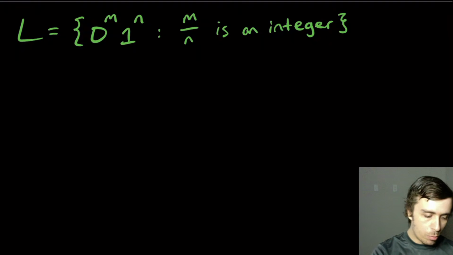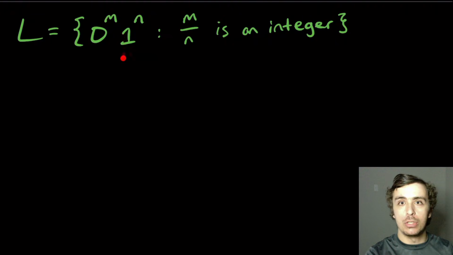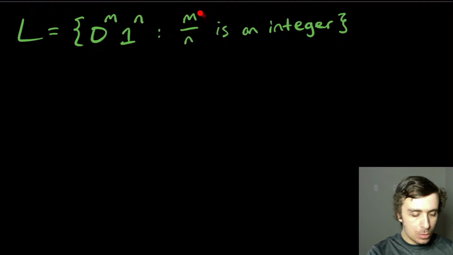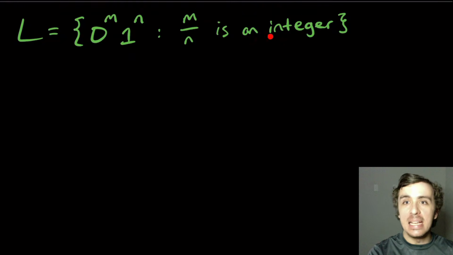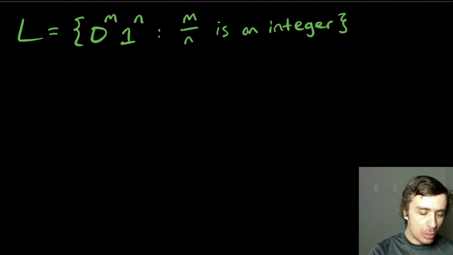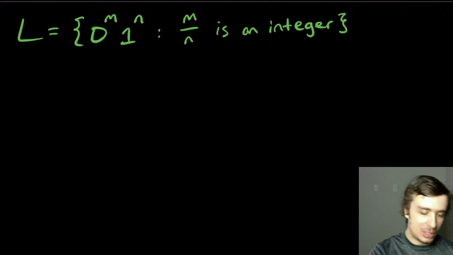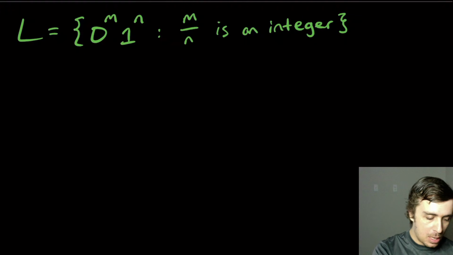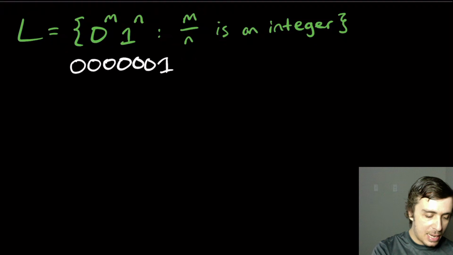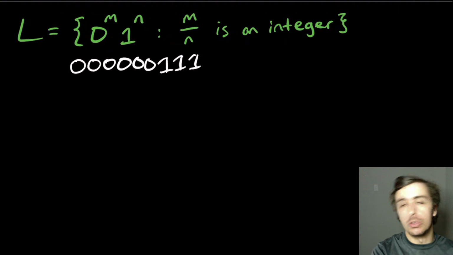All right, so we have to prove that this language, which is all the strings of the form 0^m 1^n where m/n is an integer. So here this is just saying that the number of zeros is a multiple of the number of ones. As an example, if we have 6 zeros, then I can have 3 ones because 6/3 is 2, so that's an integer.